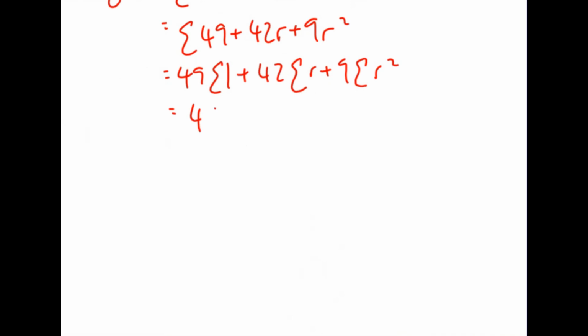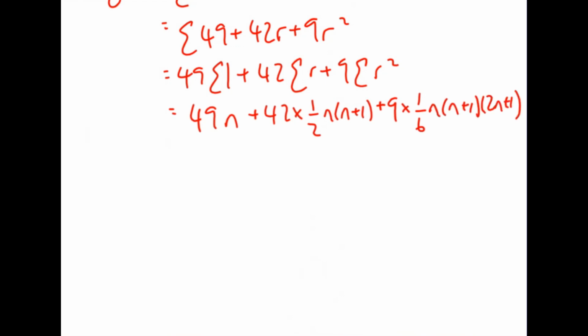Using the standard results, 49 times the sum of 1, that's just n, 49n, plus 42 times a half n plus 1. And then the last one, 9 times a sixth n plus 1 and so on. The result for this one is on the formula sheet. I can simplify the fractions, so this will simplify to just 21, and 9 sixths simplifies to 3 over 2, and then I'm going to write all these over a common denominator. So I'm going to write this as 98 over 2, this as 42 over 2, and obviously this is 3 over 2.